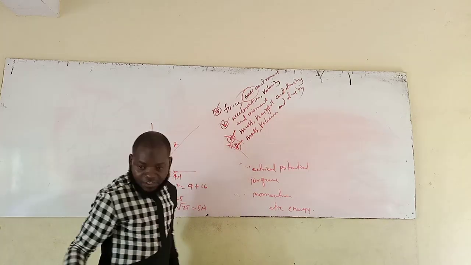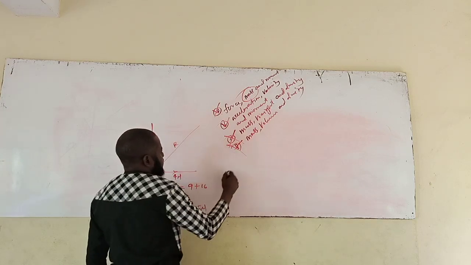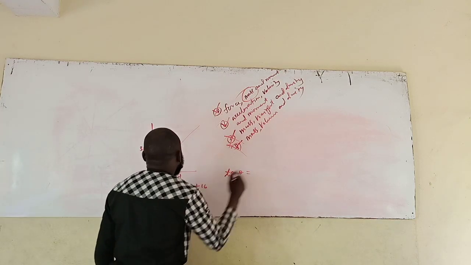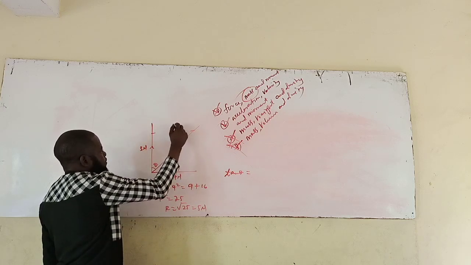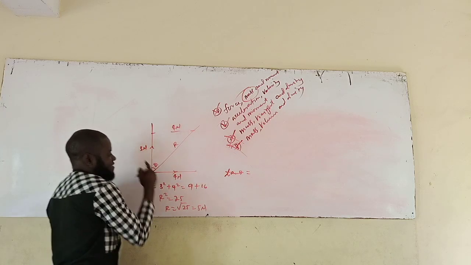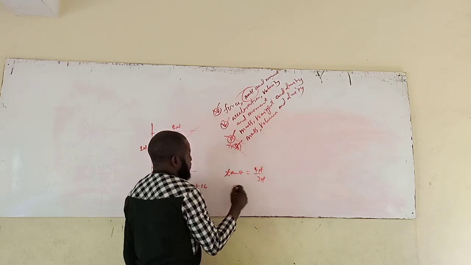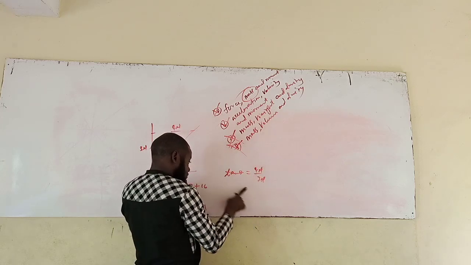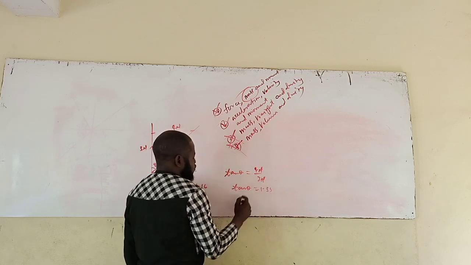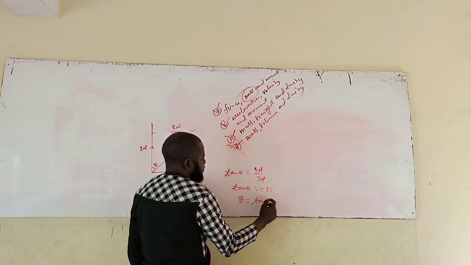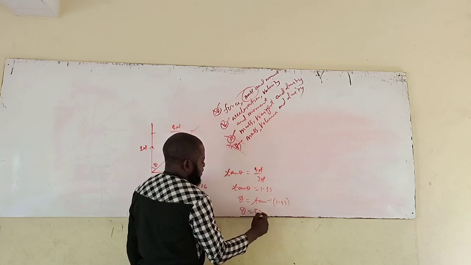So for us to get the direction, we have tangent of theta, and that will be what? Opposite. This is what? 4 Newton. Opposite over what? Adjacent. That's 4 Newton over 3 Newton. Tangent of theta is going to be 1.33. So theta is arctan of 1.33, and that will be 53 degrees.